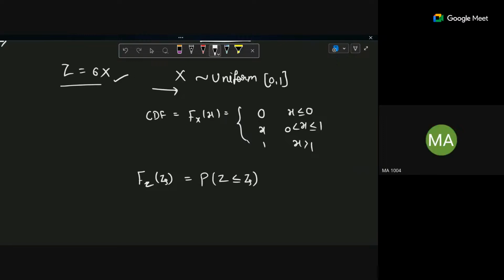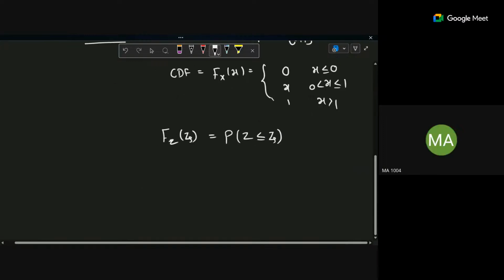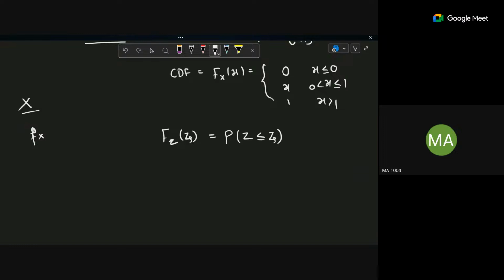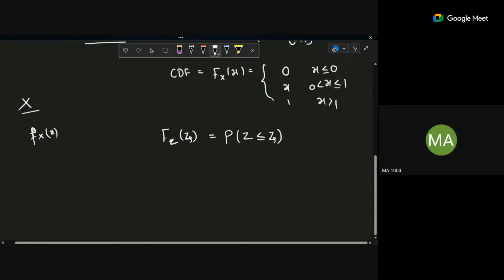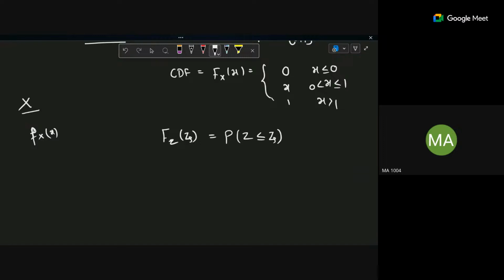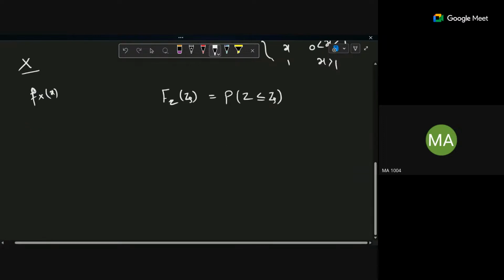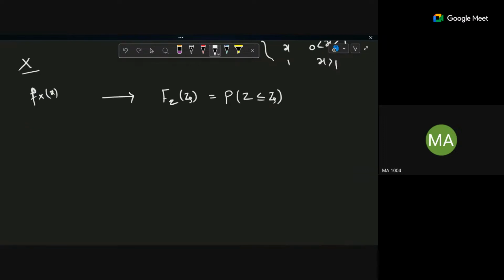For someone who asked what a continuous random variable is: any random variable x is said to be a continuous random variable if there exists a PDF of x, which we denote by fx of x, the probability density function, which is continuous. Then we claim that x is a continuous random variable. That is the formal definition. So whenever we seek the CDF of any function, this is the definition.